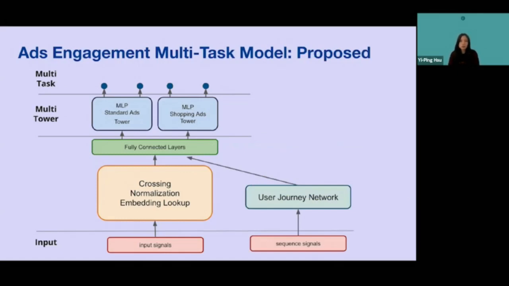And here is what we propose. We first collect user engagement history from Pinterest log and transform the data into sequence features. And then we build a new subnetwork to learn from these sequence features. I will introduce the structure of this user journey network later. The output of this network will be a representation of user interest, and it will be passed directly to the fully connected layer. This user journey network is co-trained together to optimize the objectives for the ads engagement model.